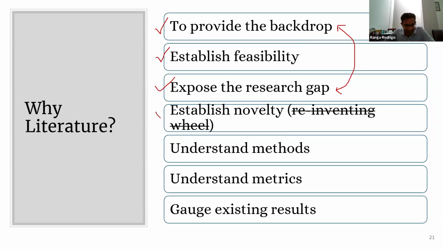Then establishing novelty. This is very, very important. The most common reason that papers are rejected is lack of novelty. The solution that you are providing or the gap that you are filling has already been filled. Other people have used your methodology. Other people have solved the problem that you have solved. So to establish novelty, going through literature is extremely, extremely important.